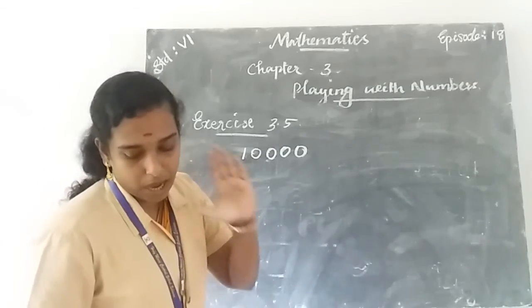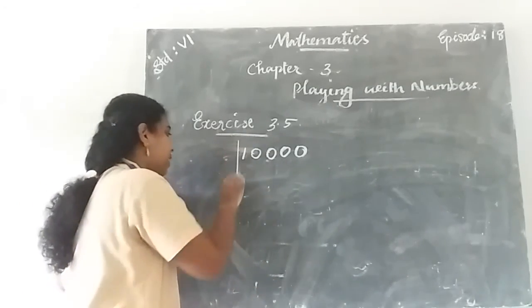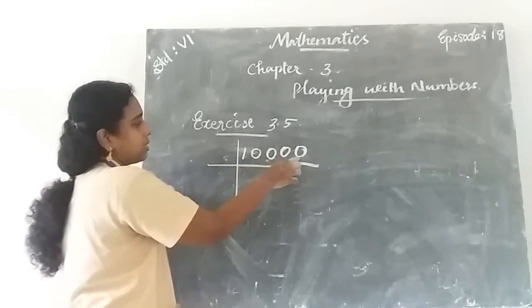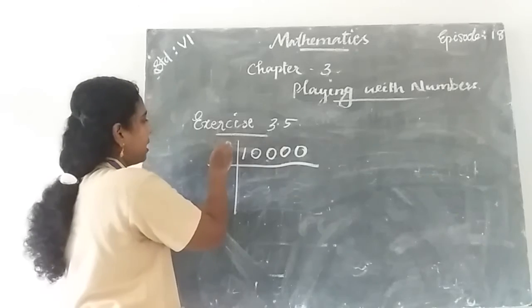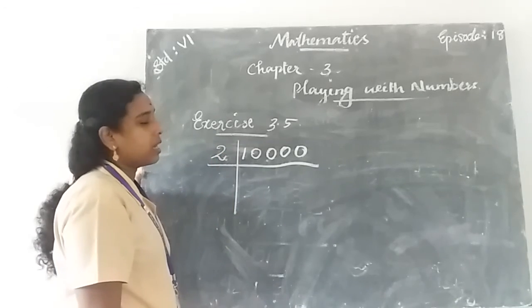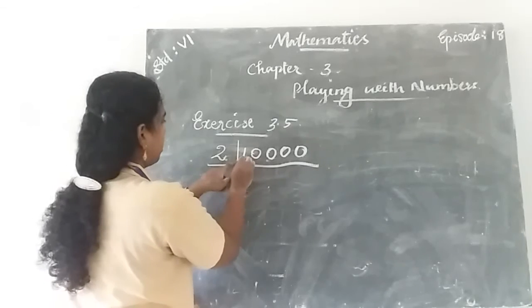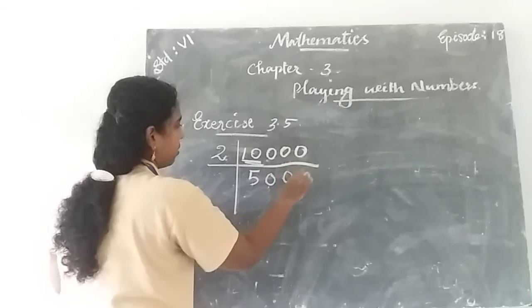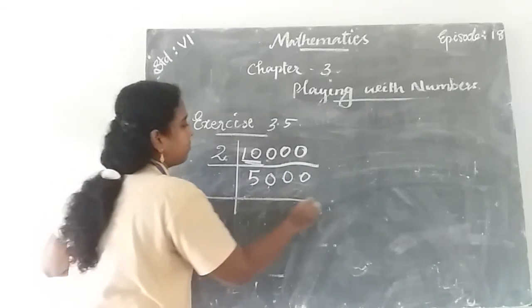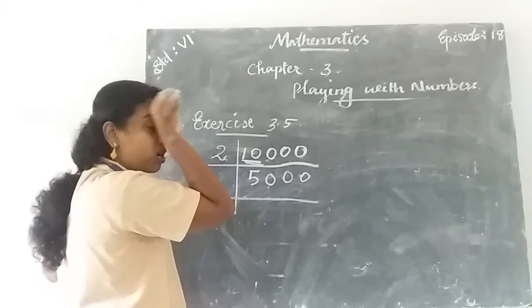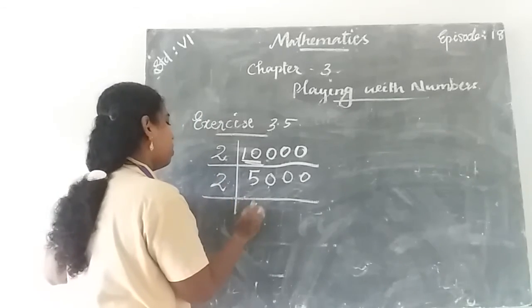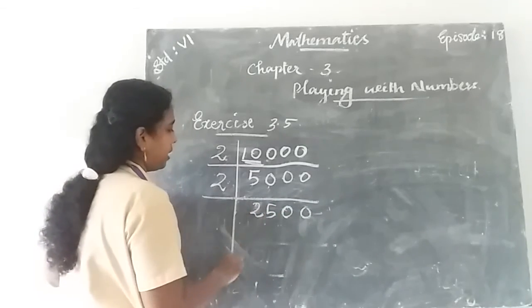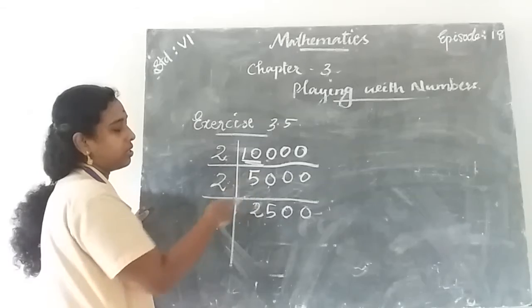10,000 is the smallest 5-digit number, and we want to express it in terms of prime factors, so we use the division method. 0 is at the ones place, so it's an even number. So we divide 10,000 by 2. We get 5,000. Then again it is an even number because 0 is at the ones place, so we use 2 again and get 2,500.